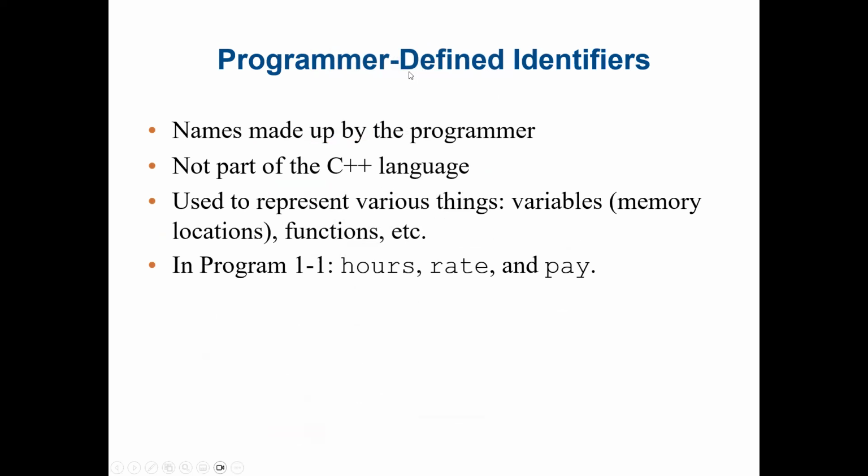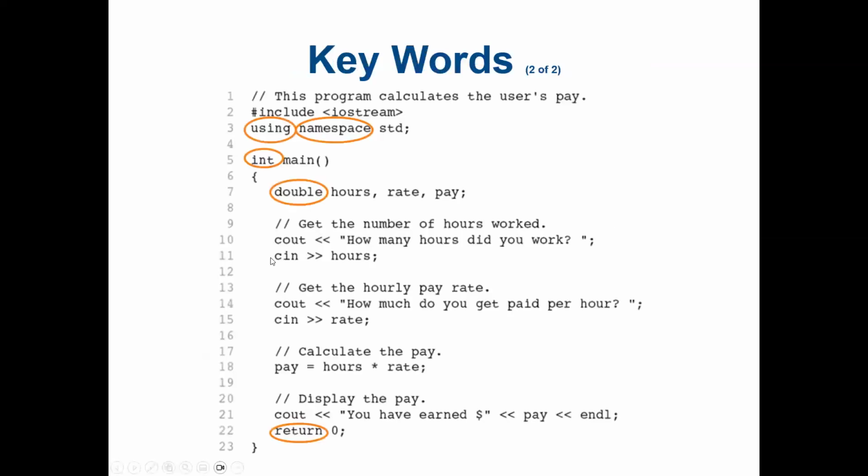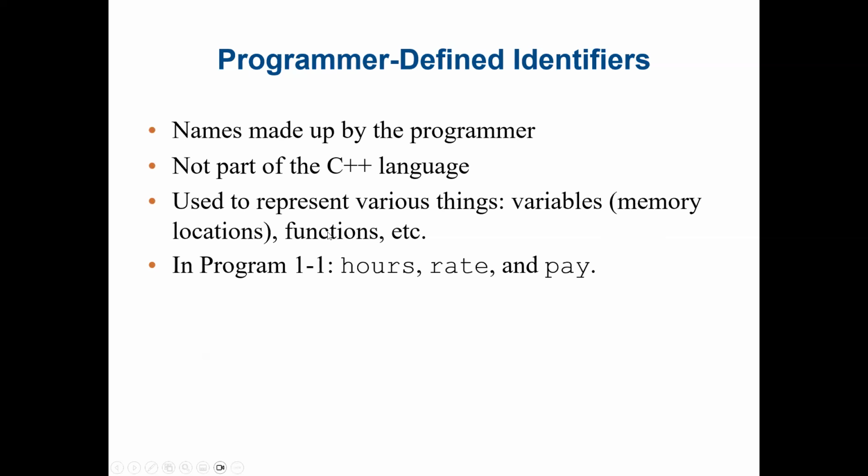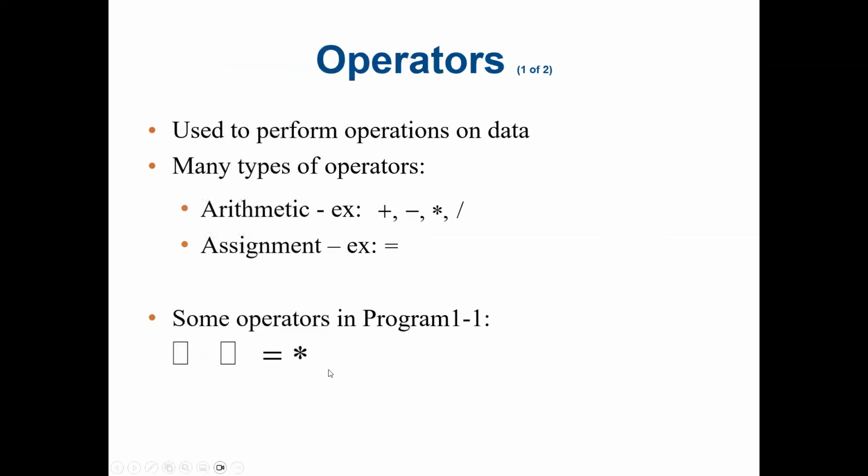Also, the programmer-defined identifiers. In our program, we only have hours, rate, and pay. These are names made up by the programmer, not part of the C++ programming language, and they are used to represent various things. In our case, it's variables, which are memory locations, but it can also be a class name, a function, etc. We shall go through this in the future lectures.